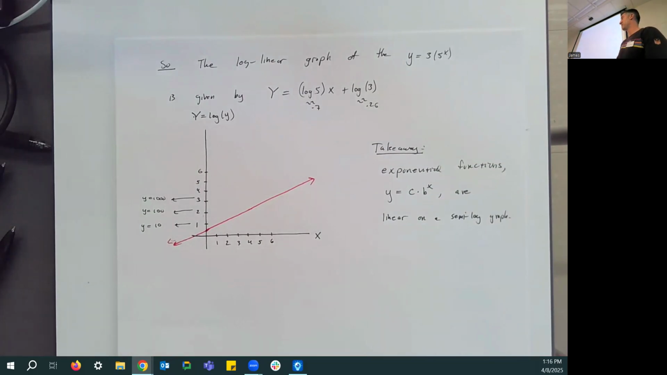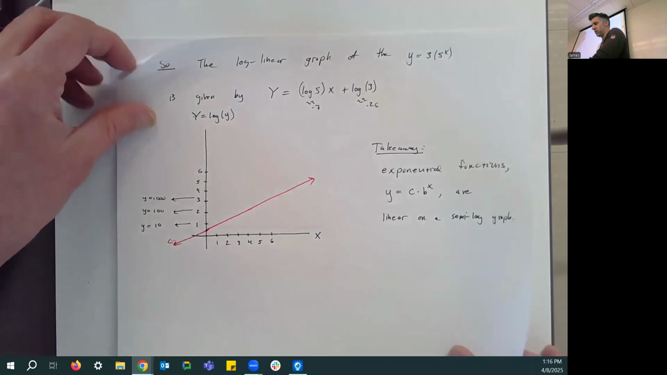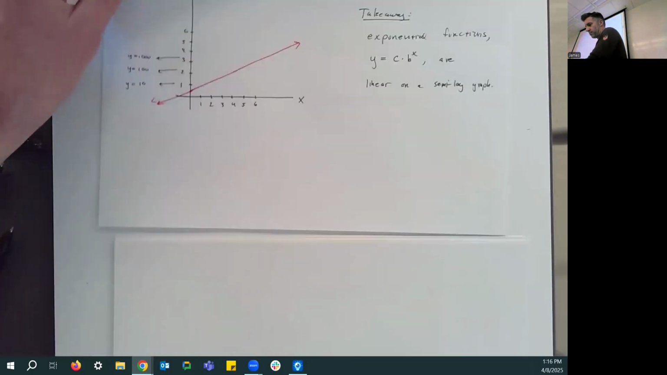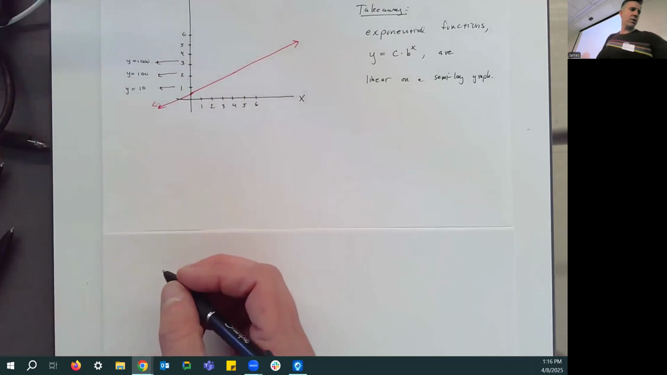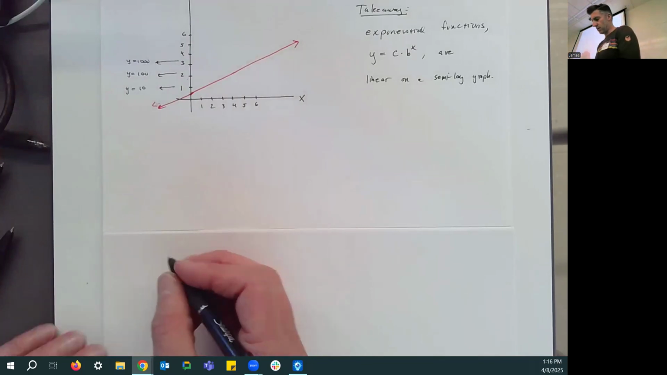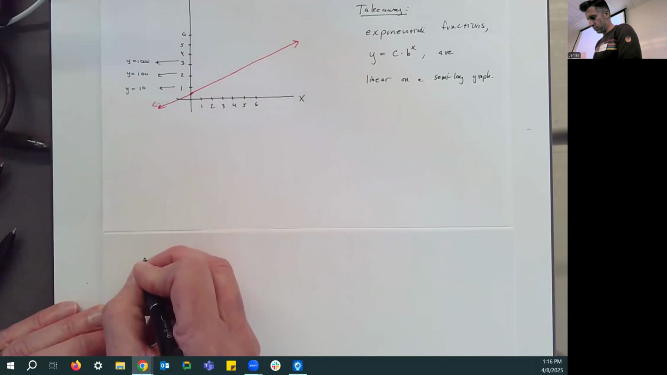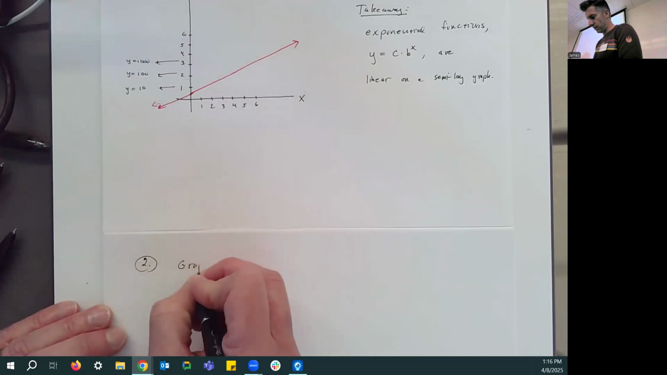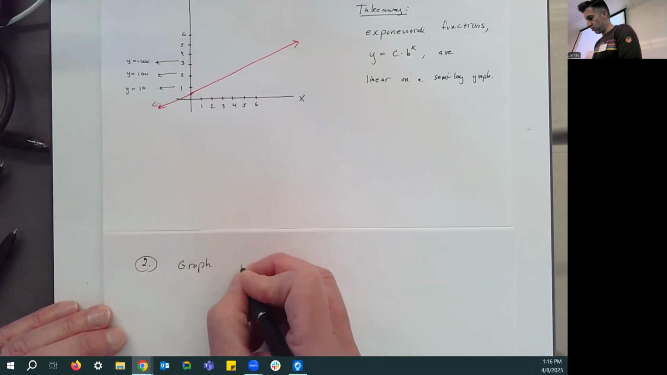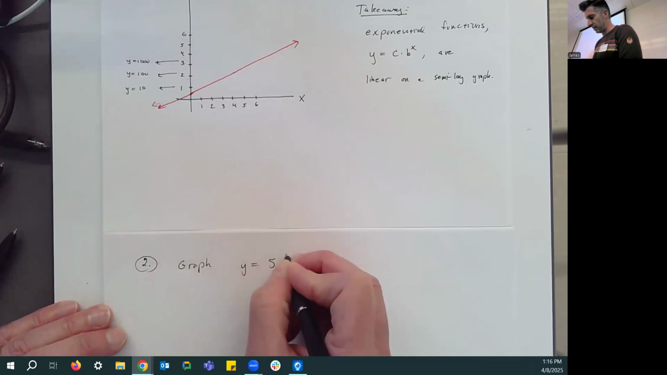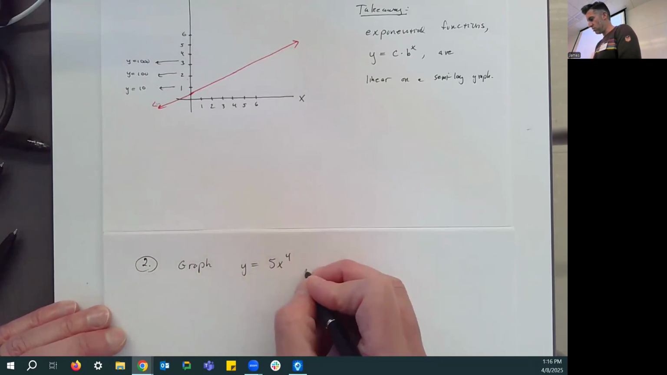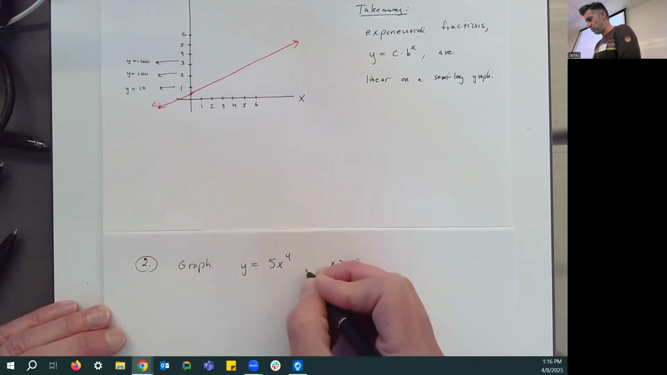Let's look at another example that has a similar thing happening, but not quite the same. Sorry, one moment here. And we'll talk about how to manage this. So let's look at something else. Let's now look at the graph of, say, y equal to 5 times x to the fourth. Here we do need to say that x is greater than 0.